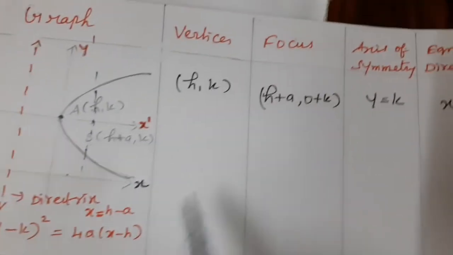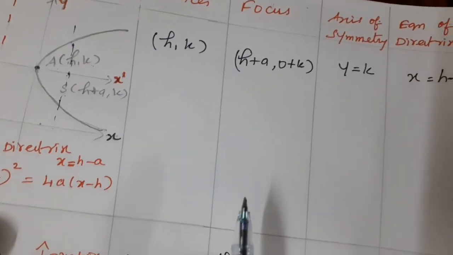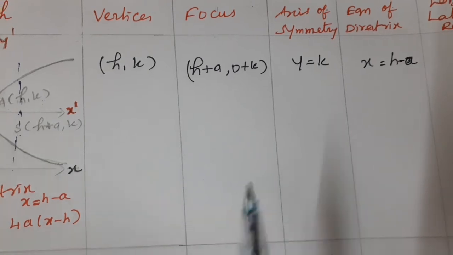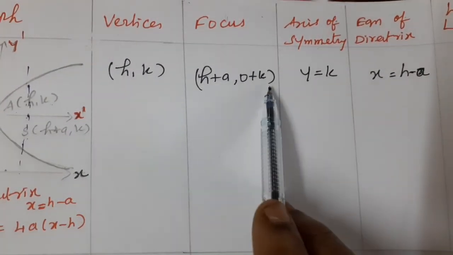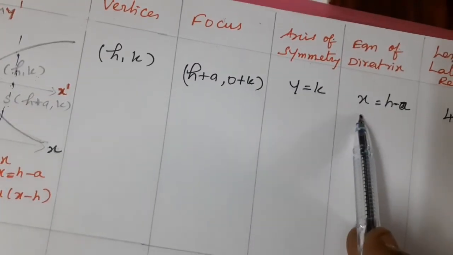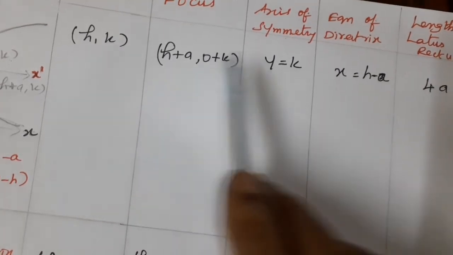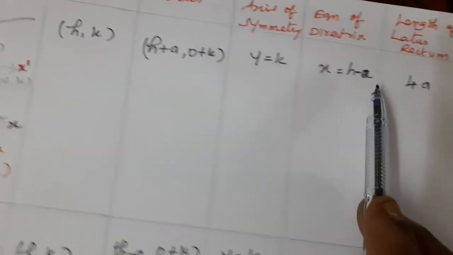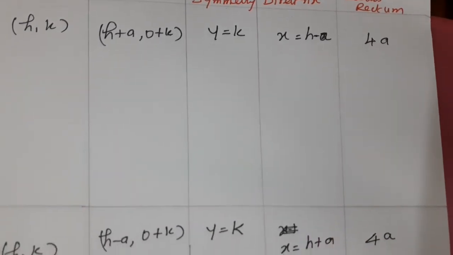See the diagram. I draw the same thing as a sample, and you also try to draw it. The vertex is (h, k). The focus is (h + a, k). The axis of symmetry is y = k. The equation of the directrix is x = h − a, because the focus is h + a, so the directrix is opposite. The length of the latus rectum is the same, 4a.